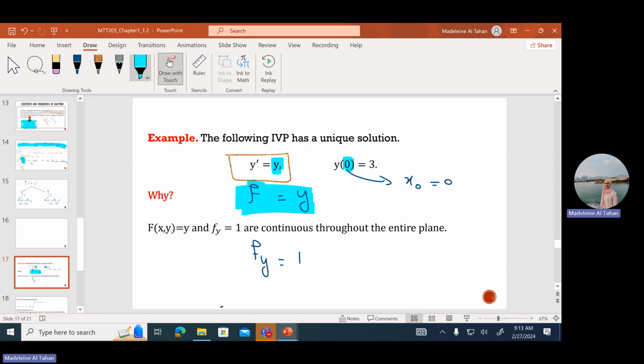Okay. And what's the derivative of f with respect to y? 1, right? So do we have a problem on the constant function? Is there a place where the constant function doesn't exist? So also it's continuous. What can we deduce? It has a unique solution. Okay? Does it make sense? I need to take the original function with respect to y. So if I have the function e to the y, I will differentiate with respect to what? With respect to y.